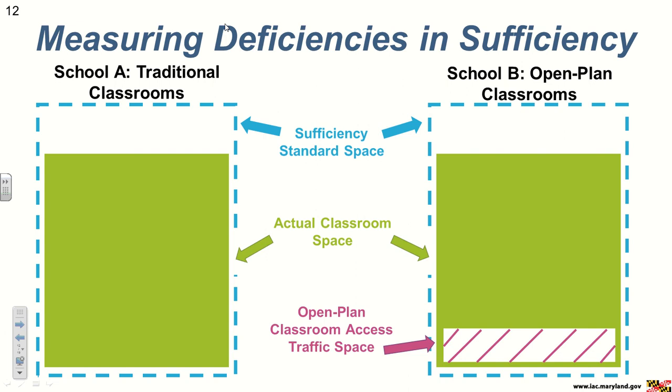To estimate the cost to correct that deficiency, or the value to correct that deficiency, we take the square footage adjusted to include any non-usable space, such as that needed for access and traffic flow, and multiply this by the cost per square foot to build that type of space.